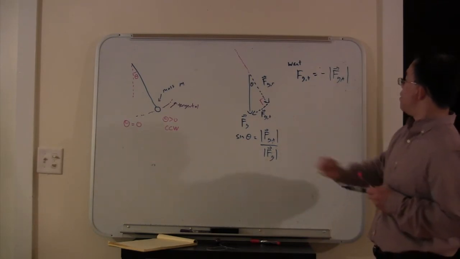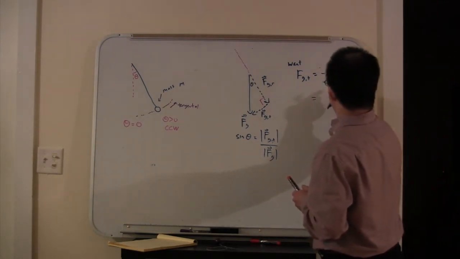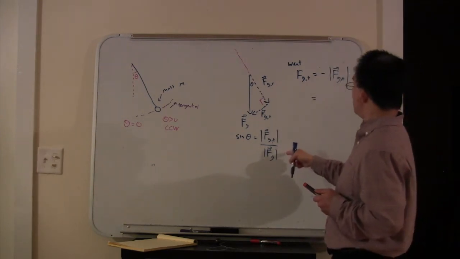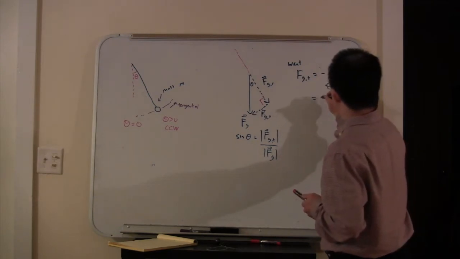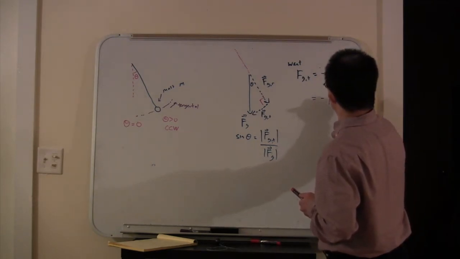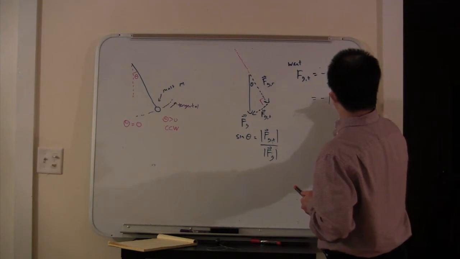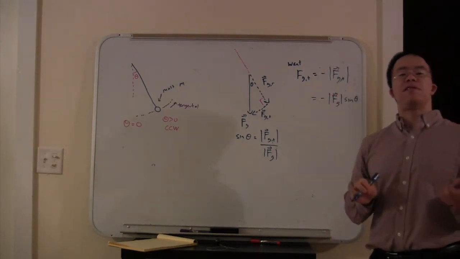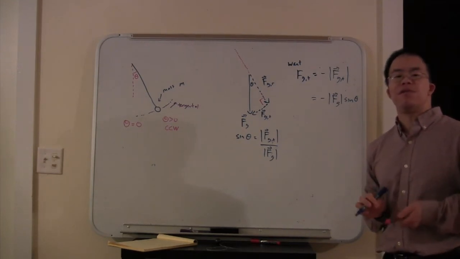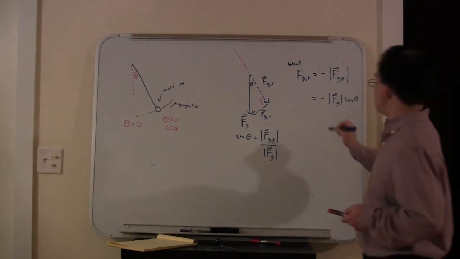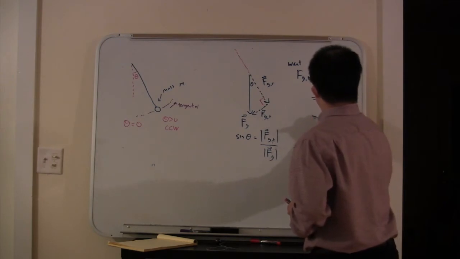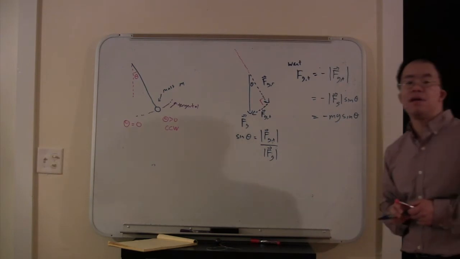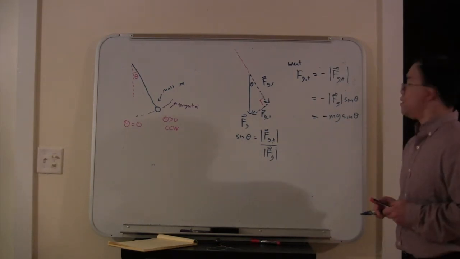Plugging in over here, the magnitude of this component vector is just the magnitude of Fg times sine of theta. But we know that the magnitude of the gravitational force is m times little g. So this is none other than mg sine theta.